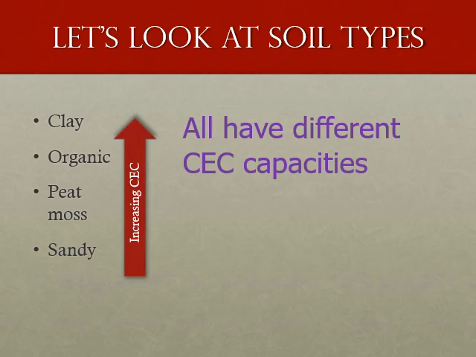So looking at soils, as far as increasing capacity, going from sandy to clay, we have increasing cation exchange capacity. So peat moss is okay, it's not stellar. Organic soils are definitely better, and clay has the highest cation exchange capacity.